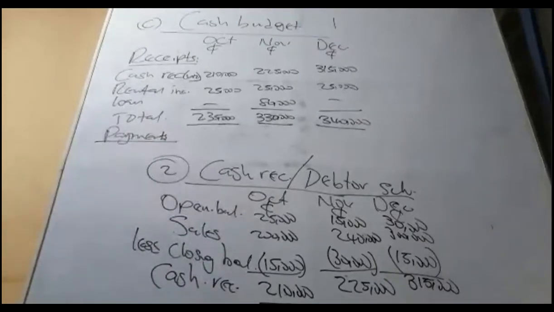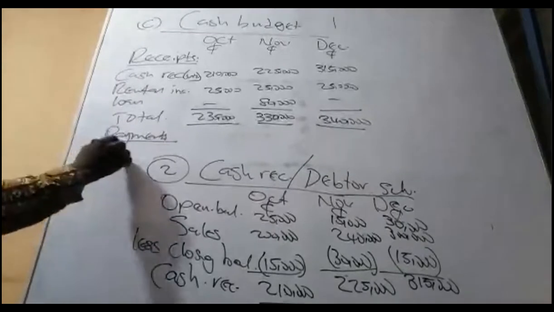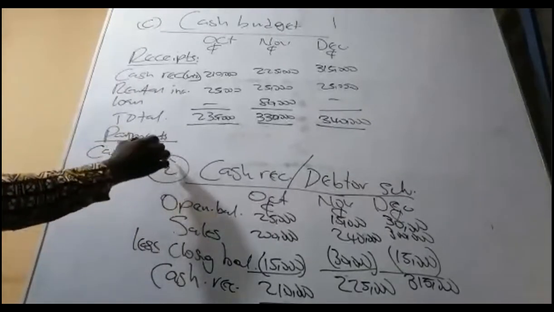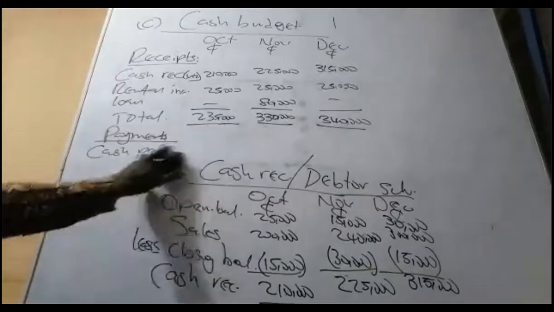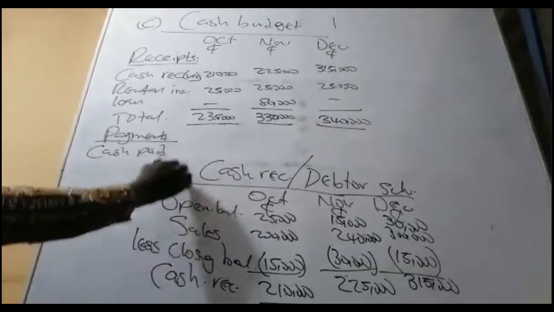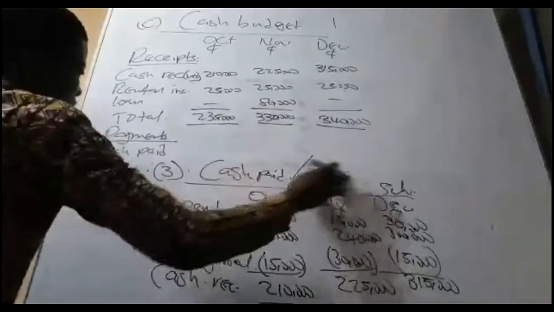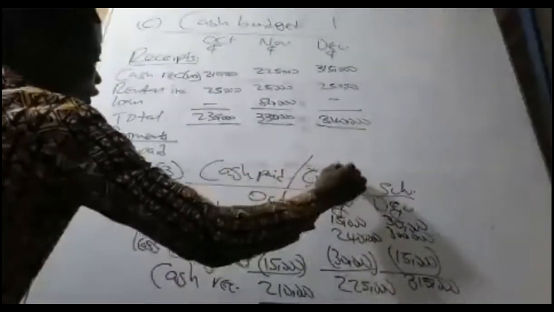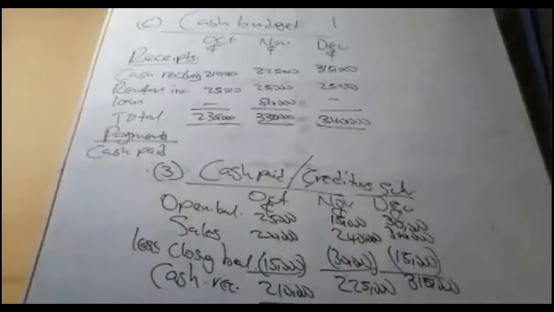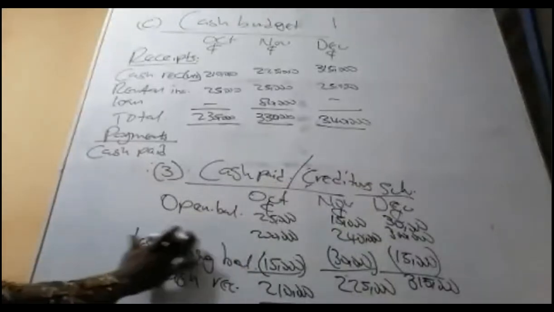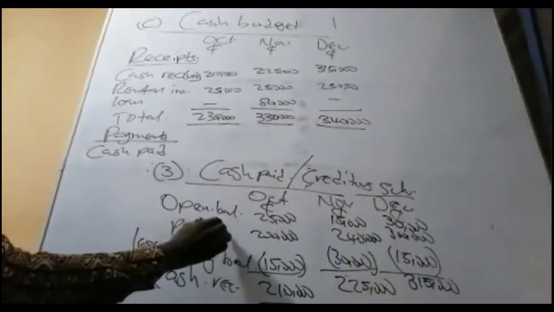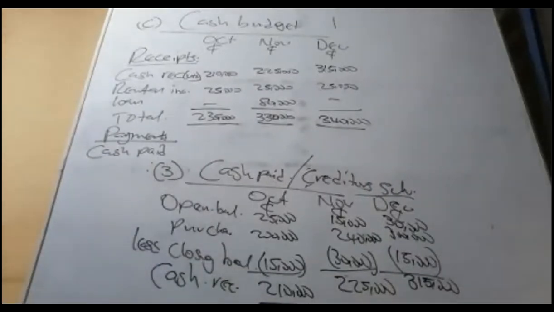Payment to cash basis. This question, read a note, I didn't see any cash basis. Then the second one is cash paid to suppliers. So cash paid to suppliers. That will be note 3, the same note. So note 3, this will be cash paid. Just call it creditors schedule. Creditors schedule. Open balance the same. Here you don't add sales, you add purchases. Add purchases to it. Less the closing balance of the creditors.